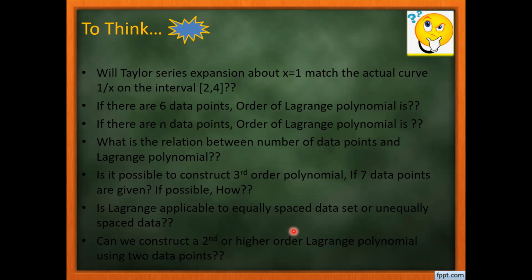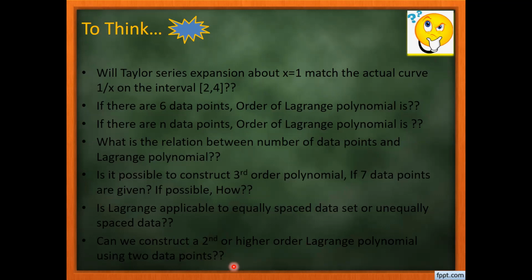Now, can we construct a second order or higher order Lagrange polynomial if we only have 2 data points? Now it's your time to think. I have 2 data points. As per our understanding, the Lagrange polynomial order should be 1. I want to construct second or higher order Lagrange polynomial. So for second order Lagrange polynomial, I need 3 data points. But right now I got only 2. So this means that in this case, it's not possible.